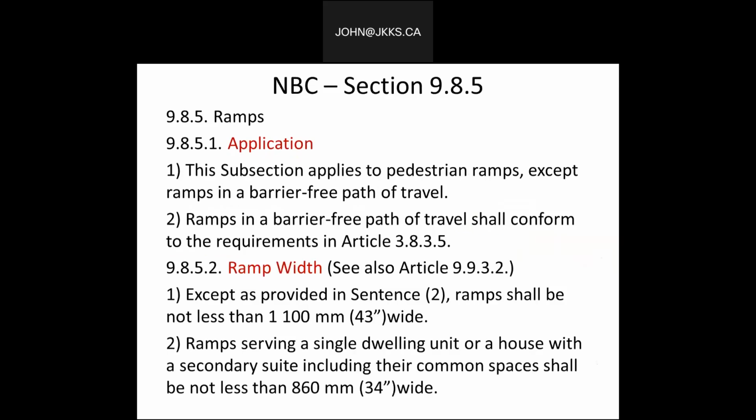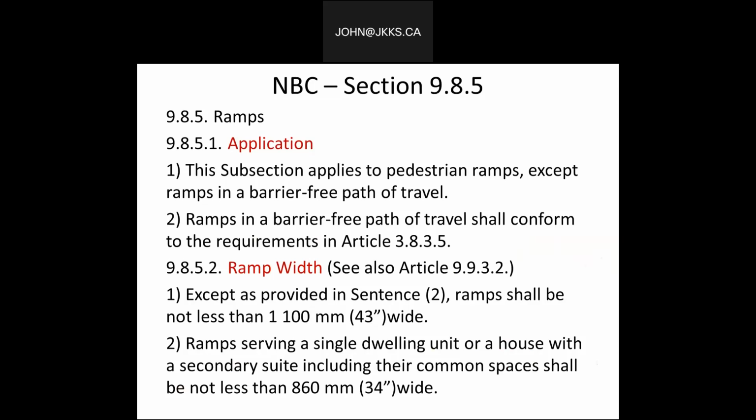When we look at section 9.8.5 on ramps, it talks about the application. So it applies to pedestrian ramps, except ramps and barrier-free paths of travel. Ramps in a barrier-free path of travel shall conform to the requirements of Article 3.8.3.5, which is Part 3 of the Building Code for large buildings. But when we go back to the residential side, it starts with ramp width, 9.8.5.2, where it's going to talk about the ramp shall be not less than 43 inches in width.